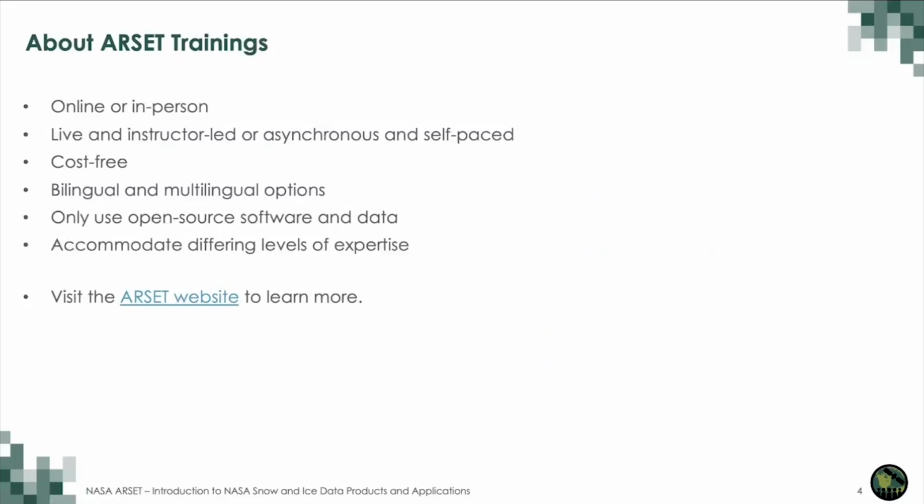ARSET trainings are mostly online, but there are also in-person trainings. They are live and instructor-led, or there are asynchronous and self-paced trainings available from ARSET websites that can be taken in your own time. They're cost-free, as I mentioned earlier. Most trainings are bilingual in the sense that the material is always available in Spanish. Sometimes the trainings are conducted in Spanish as well, and sometimes there are multilingual options such as French. We only use open source software and data and accommodate differing levels of expertise, from introductory all the way to advanced level of background in remote sensing.